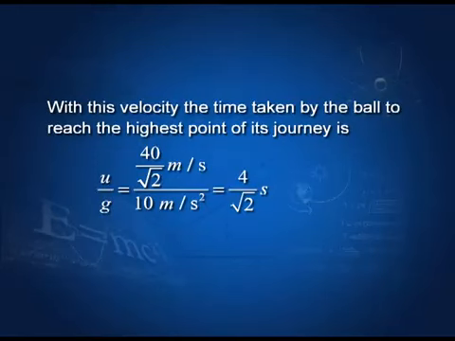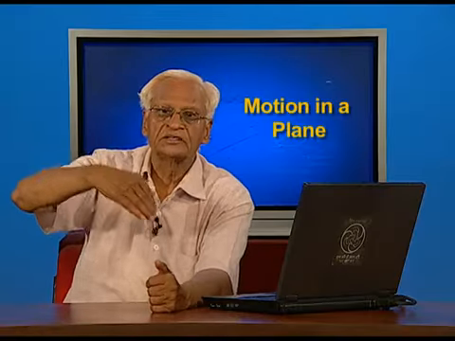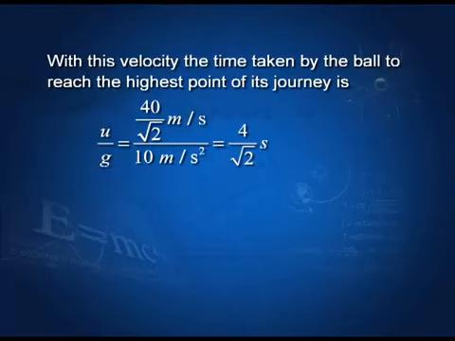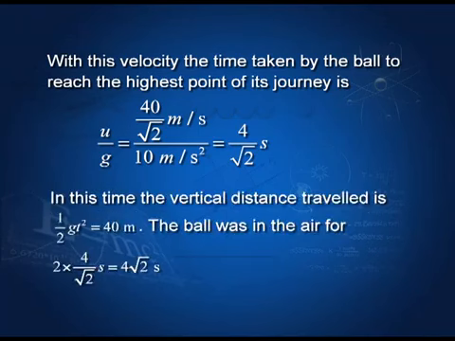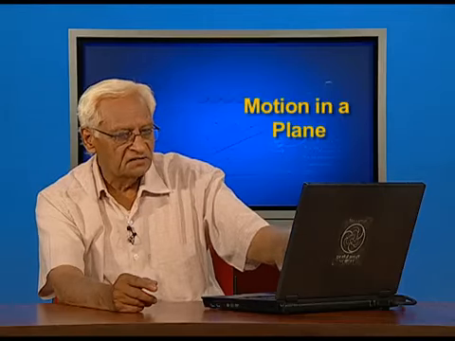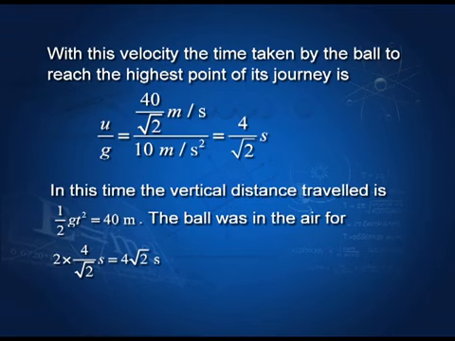With this velocity, the time taken by the ball to reach the highest point of its journey is u by g, and that time is 4 by root 2 seconds. 4 by root 2 seconds to come down also. So, the total time would be twice into 4 by root 2. Then we get the ball in the air, therefore, stays for 4 times root 2 seconds, and the vertical distance travelled again you can find from half g t square, and that is equal to 40 meters.